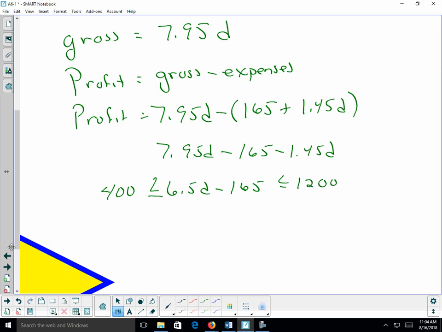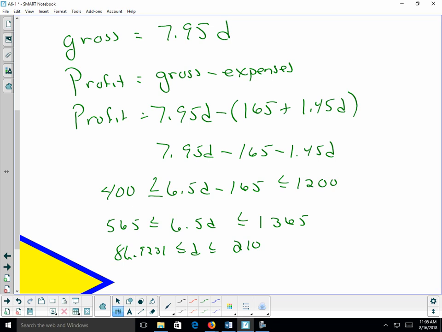Now I'm going to solve this. I can separate it or just know to add 165 to both sides. That'll be 565 here, and then 1,365 here. And then I'm going to divide by 6.5. I thought it was 58, but I'm going to make sure. When I divide 565 by 6.5, I end up with 86.9231. That's what my calculator is showing me. And when I divide 1365 by 6.5, I get 210.